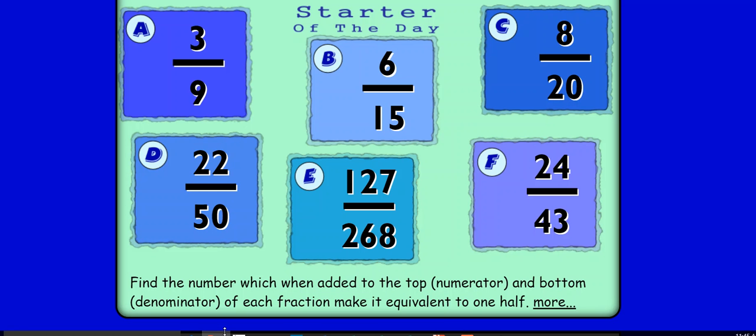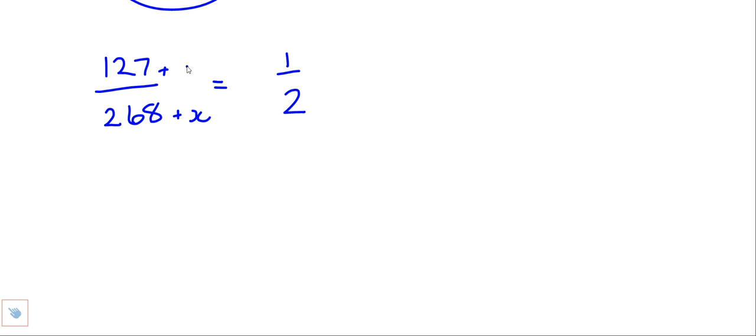Let's just quickly, I do want to move on. What about the 127 over 268? How would we do that? Let's do it together. 127 over 268. That has to equal a half, but we need to add the x.